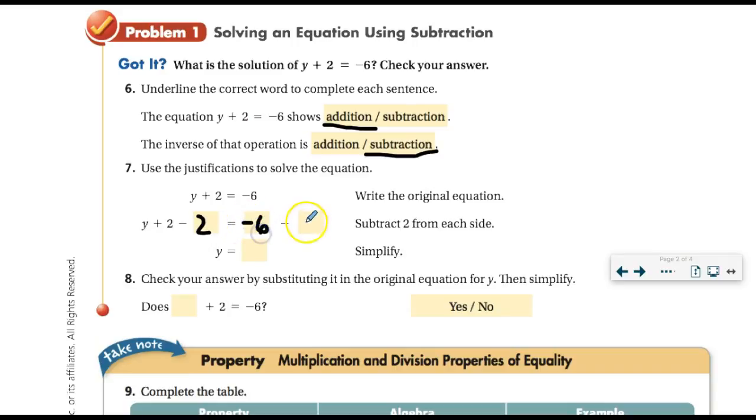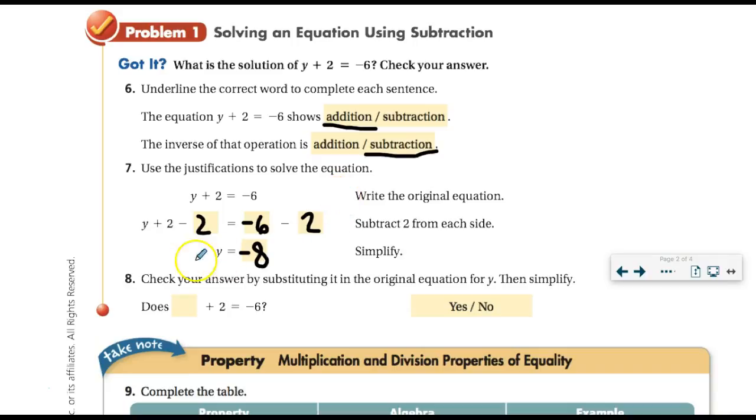This is where I need to be careful with signs. I've got negative 6 minus 2, which is the same thing as negative 6 plus negative 2, moving further to the left. So my solution should be y equals negative 8. That is its simplified solution.